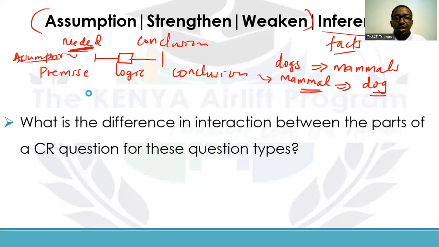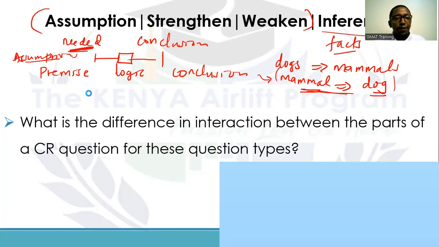So you can see that that's an assumption, because if we assume that all mammals are dogs, this means that our conclusion here will be true. But if we assume that that's not the case, you now doubt this conclusion because there's a possibility that it's actually not true. So that's what we are calling an assumption.